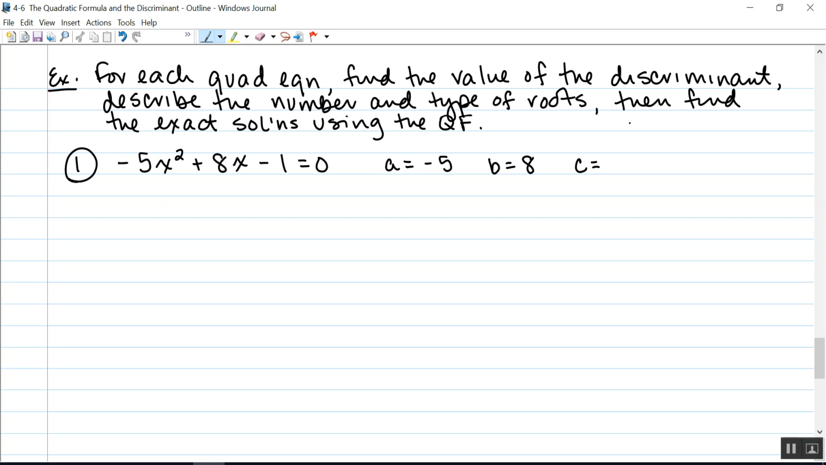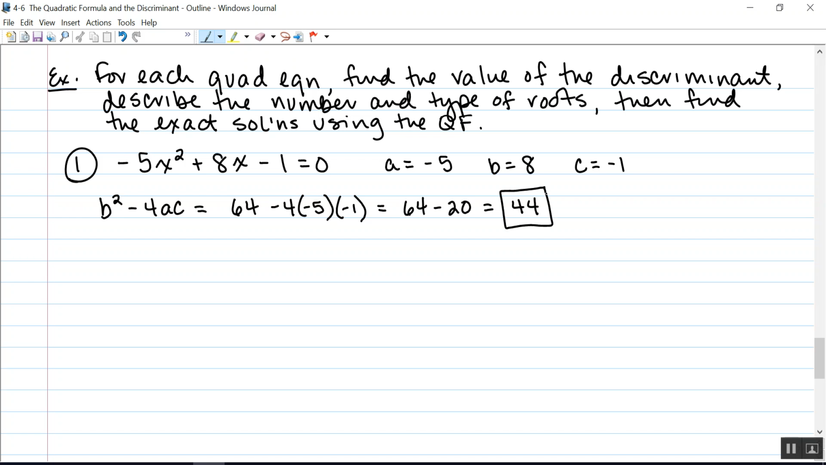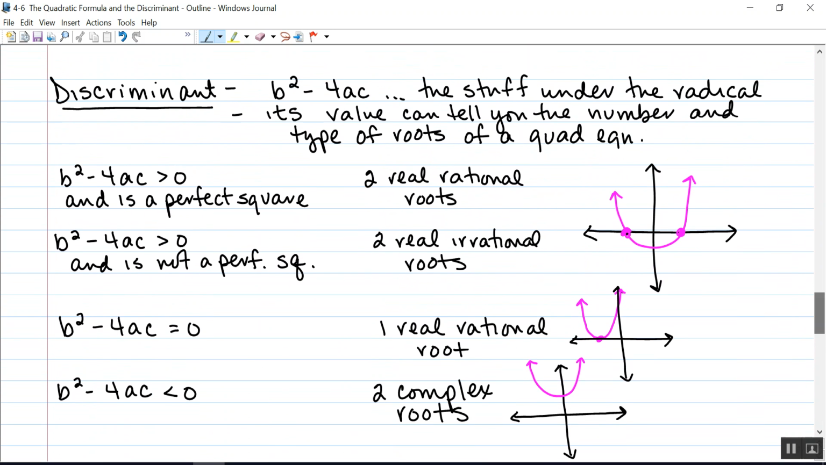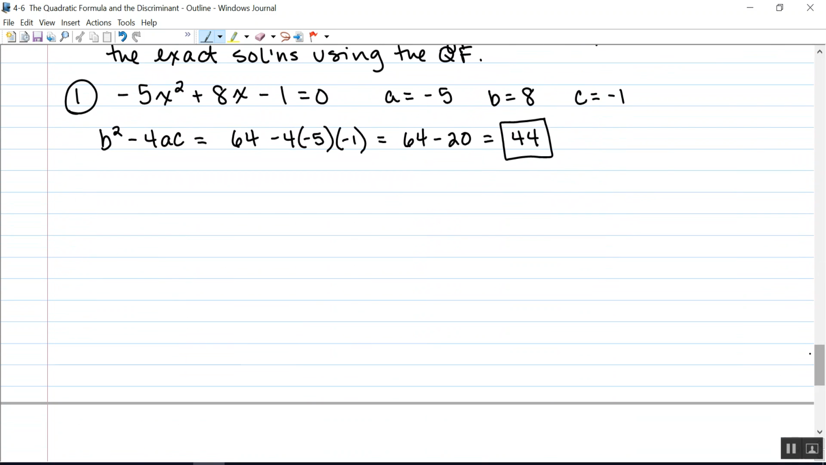So a is negative 5, b is 8, and c is negative 1. So b squared minus 4ac: b squared is 64, minus 4 times a times c. That's a minus and a minus, which gives me a minus 20, so 64 minus 20. The value of the discriminant is 44. So what does that tell me about the number and type of roots? Go back to the table here. It's a positive number, but it's not a perfect square. So I'm going to have 2 real irrational roots.